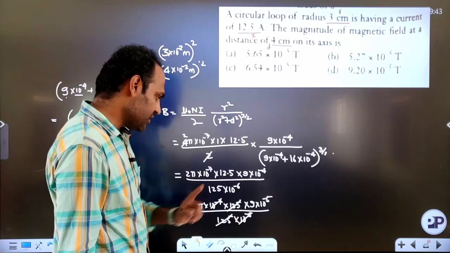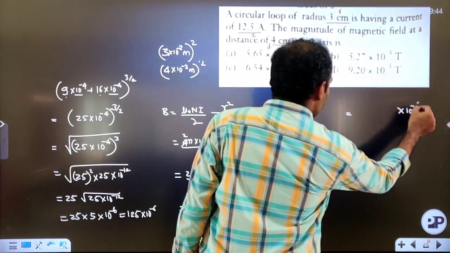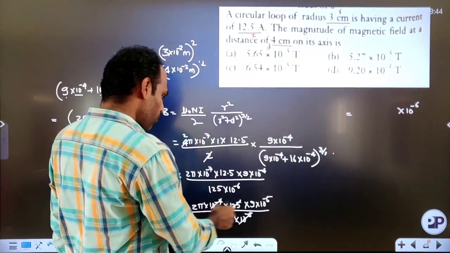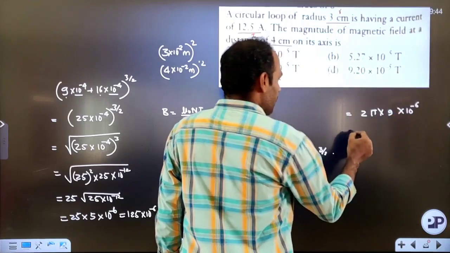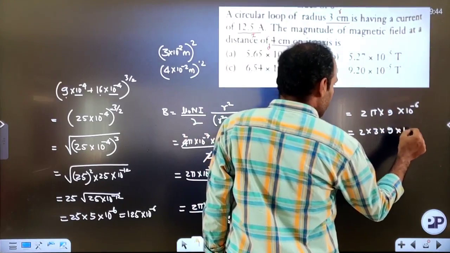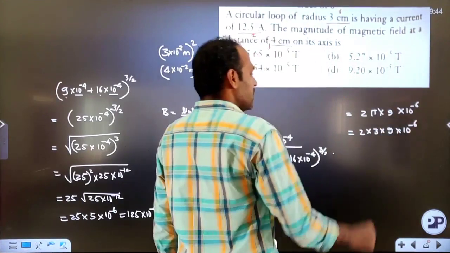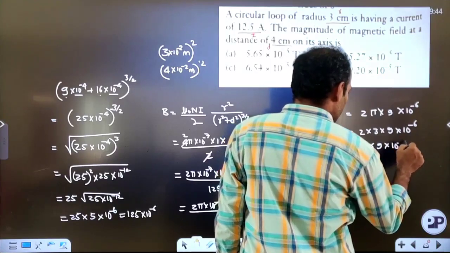10 to the power minus 1 minus 5, it will be 10 to the power minus 6. So 10 to the power minus 6. What is remaining for us? 2 pi into 9. This much is remaining. Let me take pi as 3. 2 into 3 into 9, into 10 to the power minus 6. So 2 3s are 6, 6 into 9 into 10 to the power minus 6.